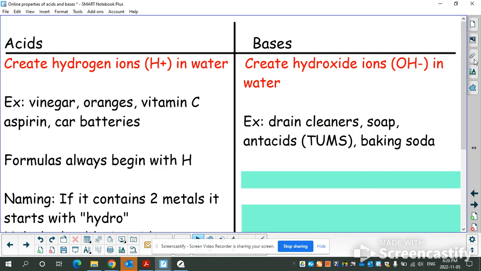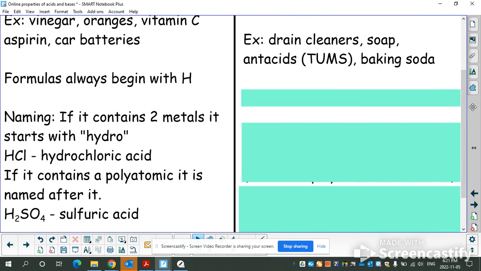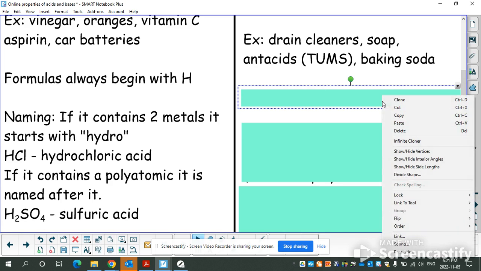Examples, things like drain cleaner, soap, antacids like Tums or Rolaids, and baking soda. All of these, when placed in water, will release hydroxide ions. That's what makes them bases.